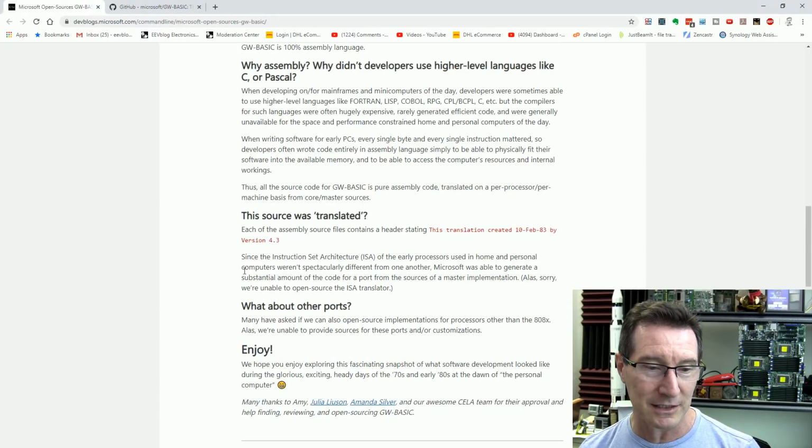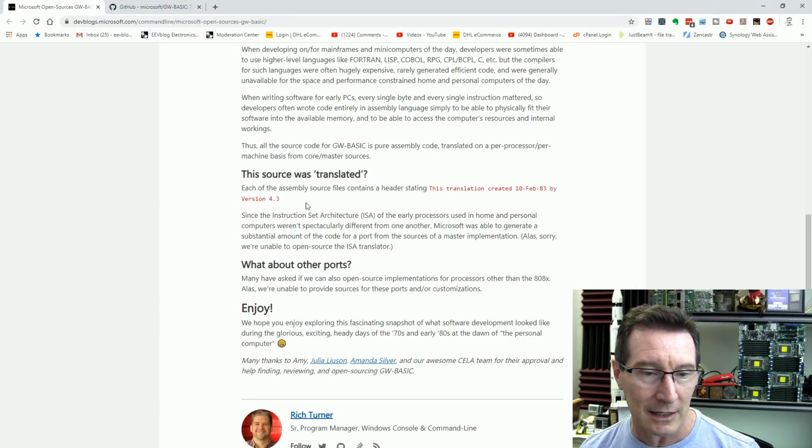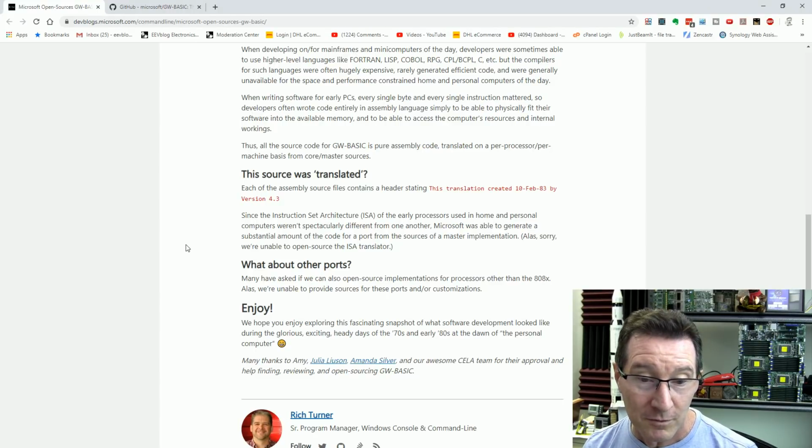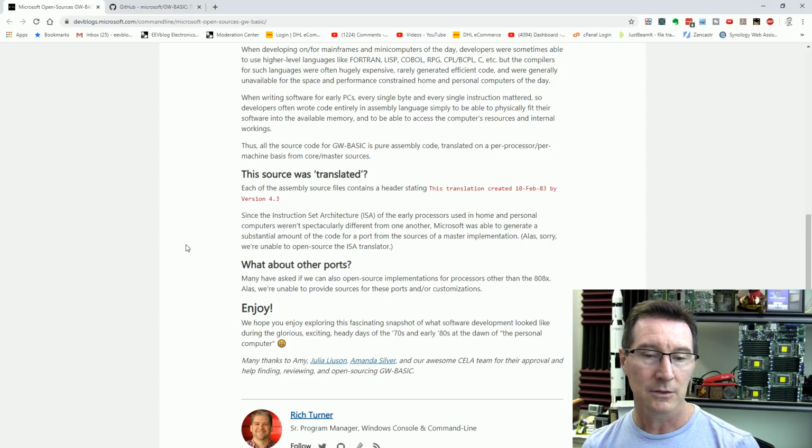Was this source translated? This source was translated. Each of the assembly source files contains a header stating this was translated. Since the instruction set (ISA) of the early processors used in home and personal computers weren't spectacularly different from one another, Microsoft was able to generate a substantial amount of code for a port from the sources of a master implementation. Okay, so that's interesting.